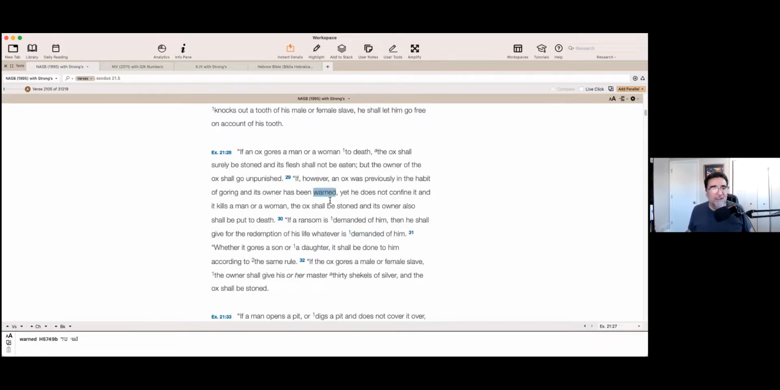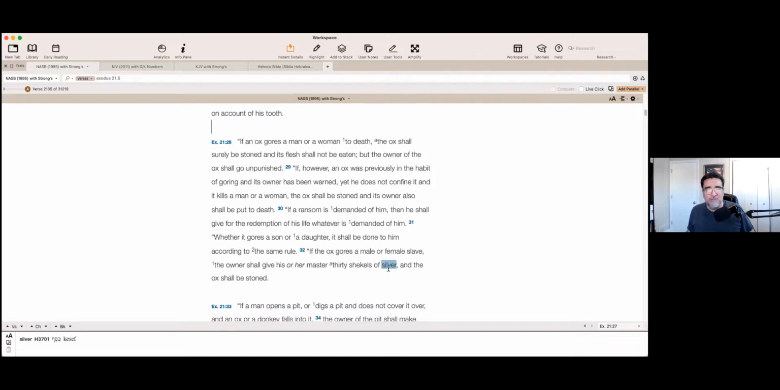I'm just going to take a chance. And it goes into, now you've directly contributed to the death of another person, right? If a ransom is demanded of him, then he shall give for the redemption of his life whatever is demanded of him. Whether it gores a son or a daughter, it shall be done to him according to the same rule. It's that equality thing, right?